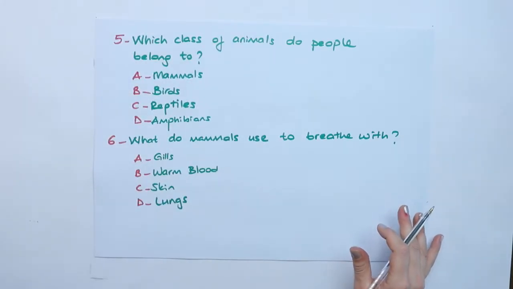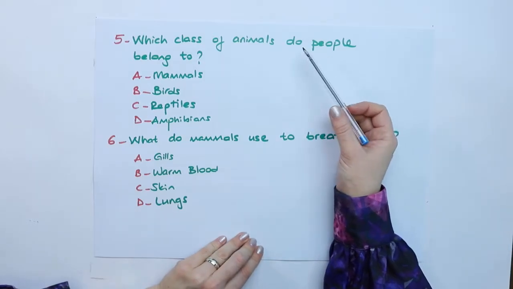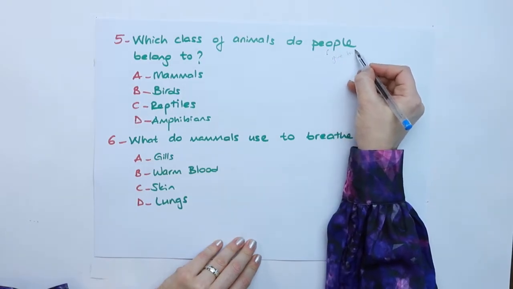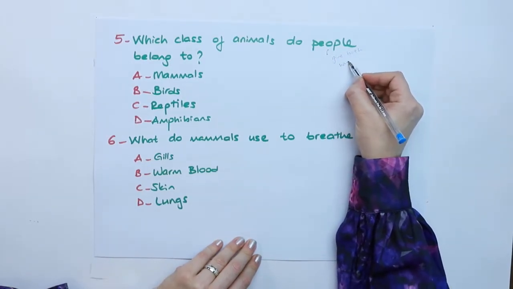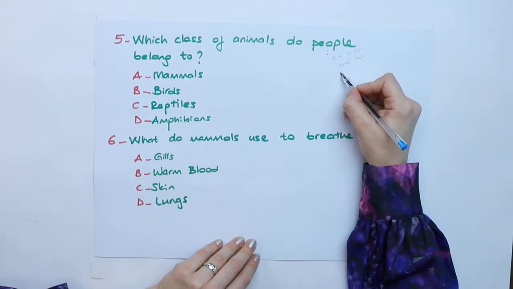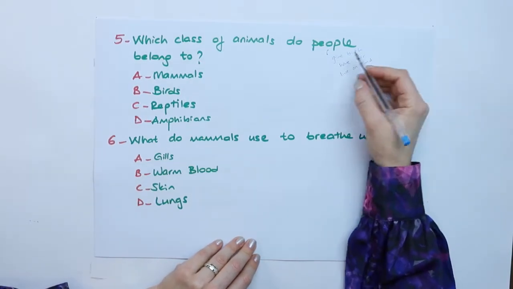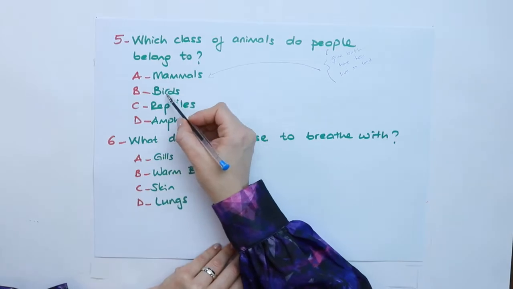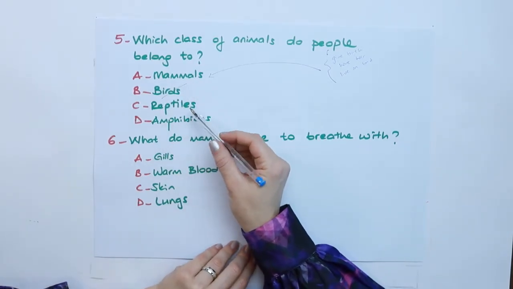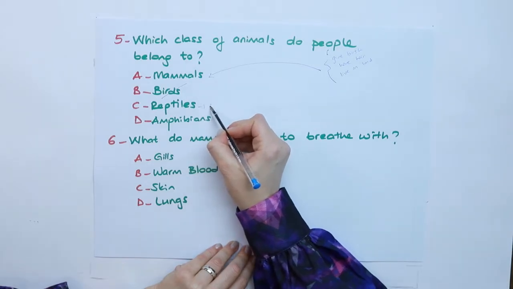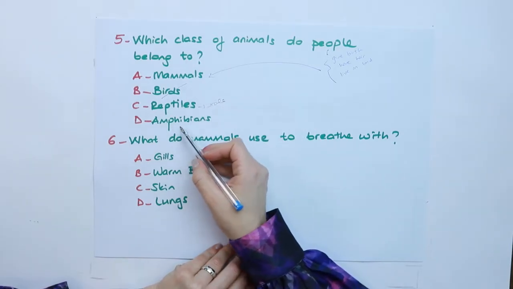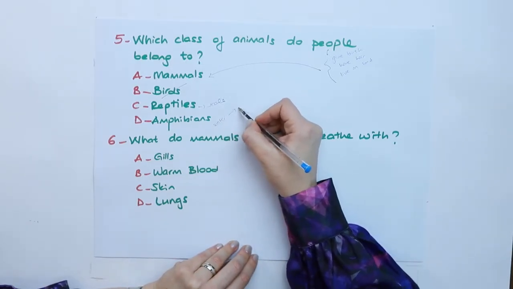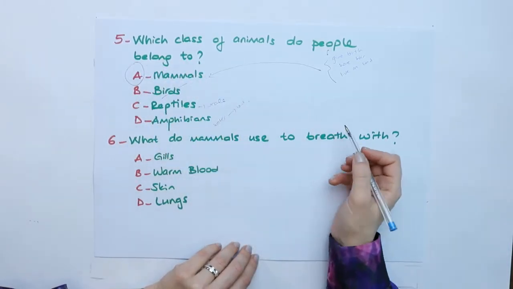Now, fifth question. Which class of animals do people belong to? I know that people give birth. I know that people have hair. And also I know that people live on land. For these three features, they all take us to mammals because we cannot fly, we cannot have a scale. We're not amphibians. We can't live on water first and then go on the land. So it takes us to mammals.